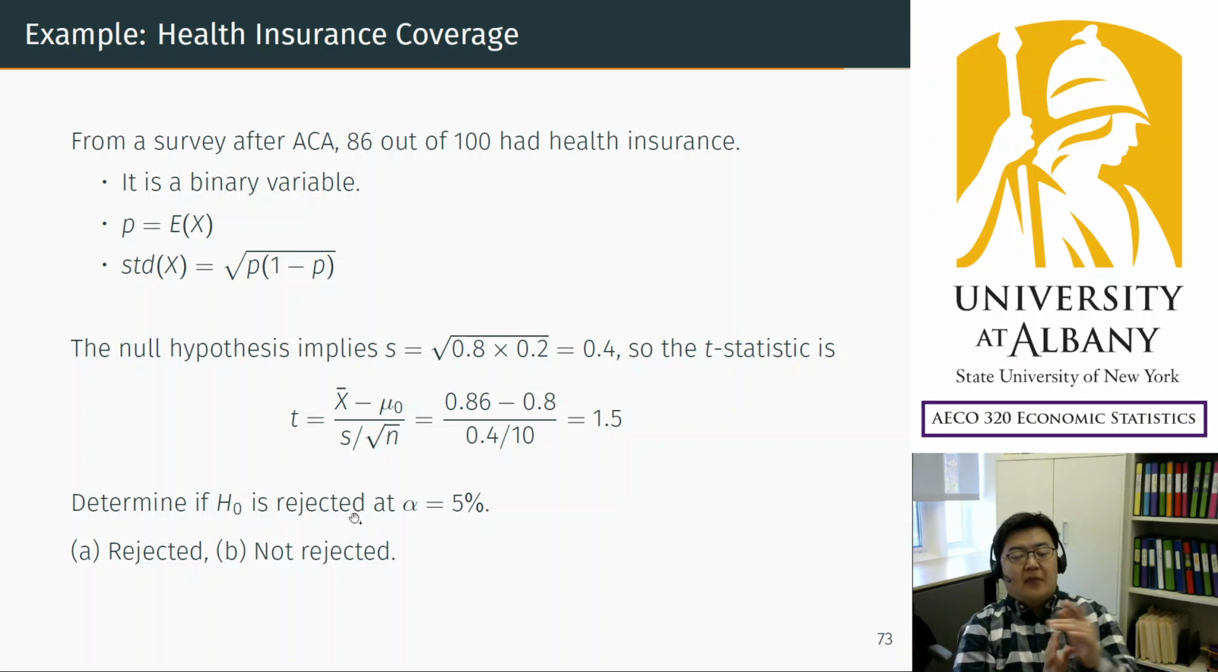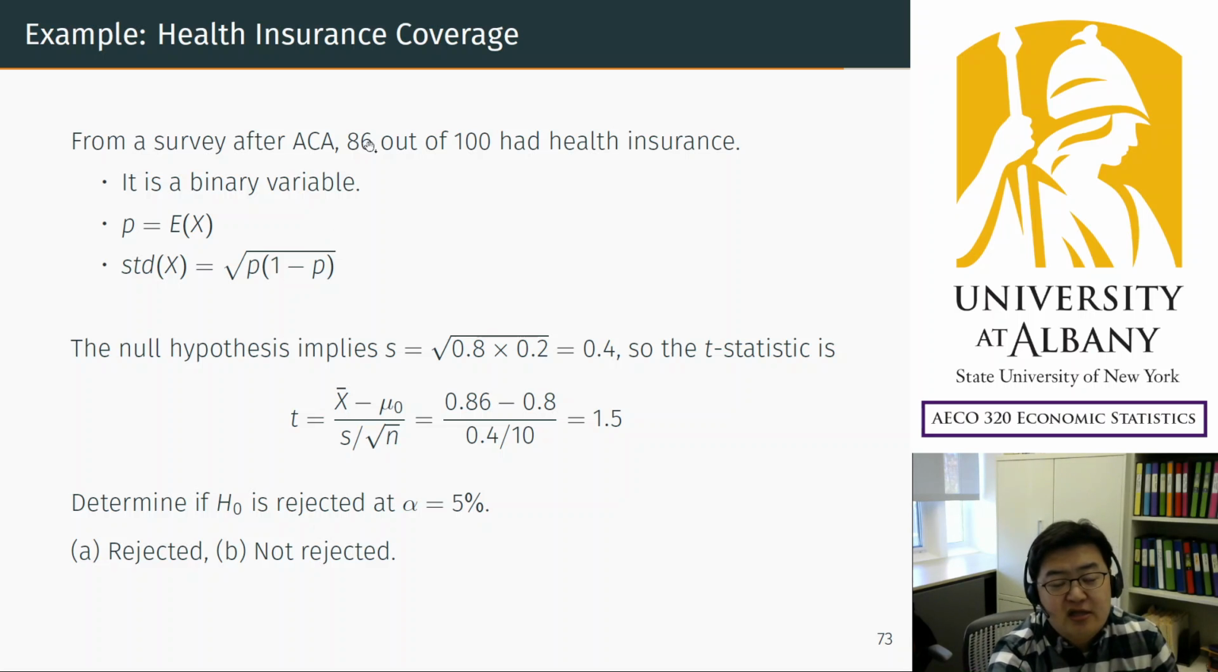And in a survey, after the Affordable Care Act came into effect, you surveyed 100 random people, and you find 86 of them had health insurance, right? So it looks like it's 86%. It looks slightly higher than you expected, but I'm not sure if that's statistically significant or not. It could be just a random error.